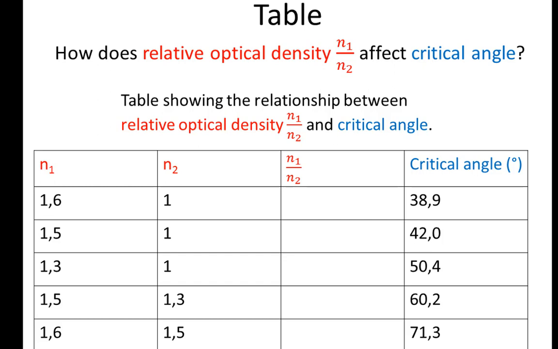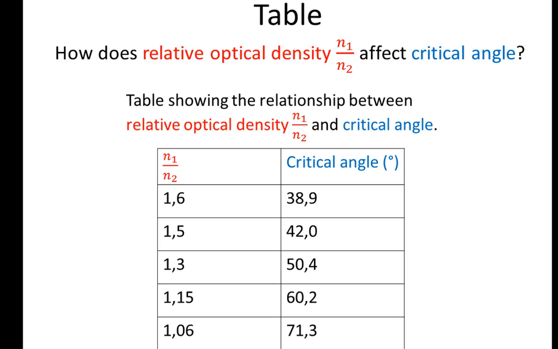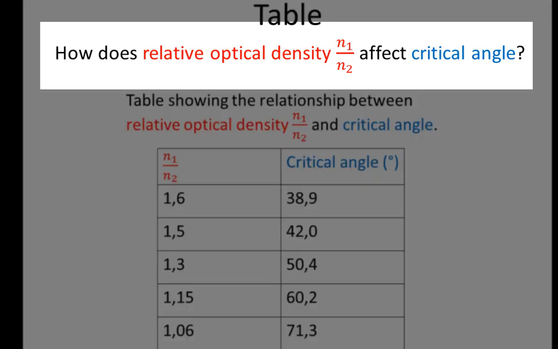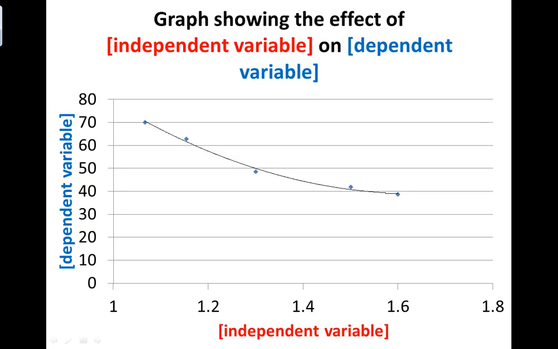So this is the data that we've collected. Now what we need to do is to calculate N1 over N2 for each of these situations. And this is what you should have found. So our question is, how does relative optical density, in other words the ratio between the optical density of medium 1 and medium 2, affect critical angle? So what is the answer to this question? Drawing a graph might help us to see the answer. You need to supply the labels that are missing. Pause until you've done this.